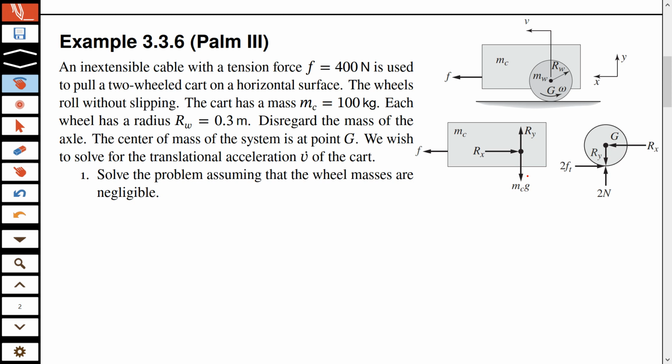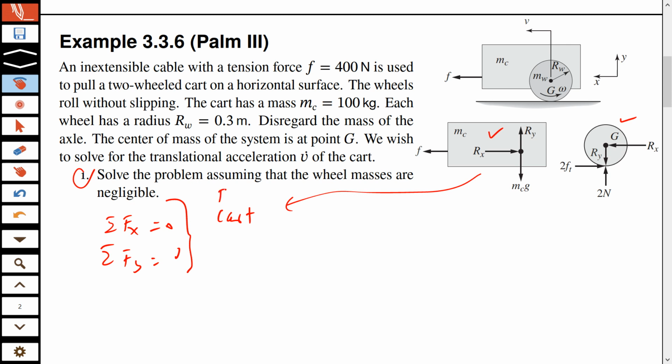So here, of course, this is part 1, which was already solved. So we have two free body diagrams. Now the arrows are correct, and we can write two equations for the force balance for the cart. So I'm just writing force balance, and you know how to write this force balance for the cart. And similarly, we can write three equations: force balance and moment balance about G for the wheel. With these five equations, you can solve this problem.